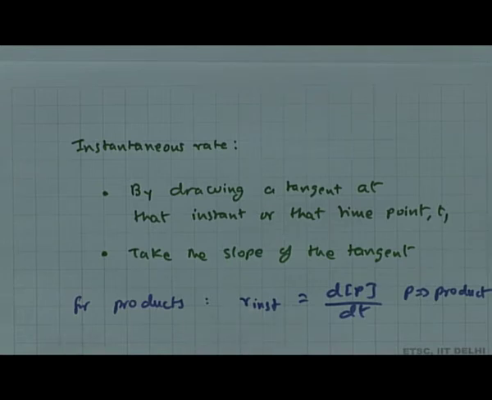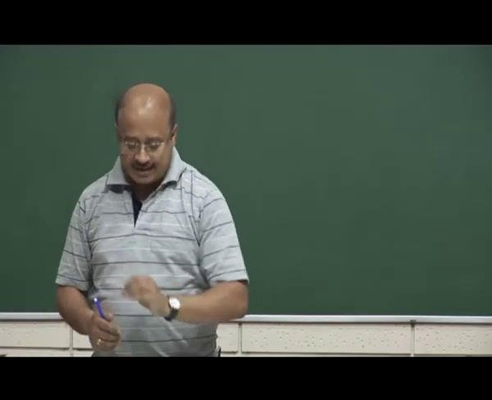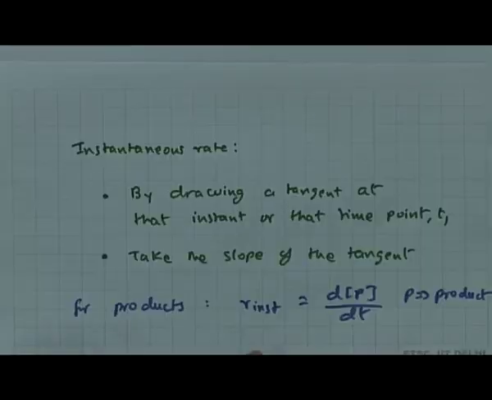So, for products, what would happen? For products, exactly the same thing, only the products appear as a function of time. So, R instantaneous would be equal to dP over dT, P being the product, preceded by a positive sign because the product is appearing as a function of time.